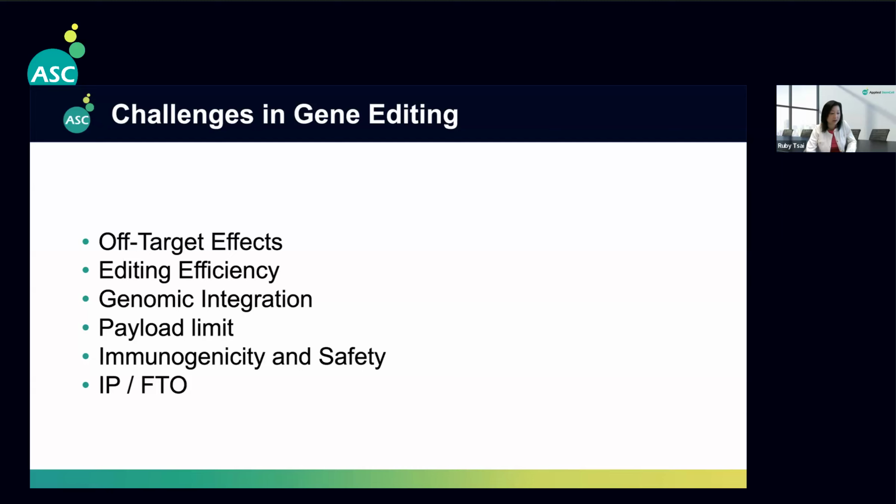And then another thing is payload limit. I will mention some of the technologies, especially the current state of CRISPR-Cas9, which limits the size of the gene you can insert, which could be a problem for clinical application. And then immunogenicity is a safety concern too, because some of the gene editing components could cause immunogenicity from the host. And then another important thing is really freedom to operate, especially when it comes to therapeutic applications. So I will also discuss a little bit about that.